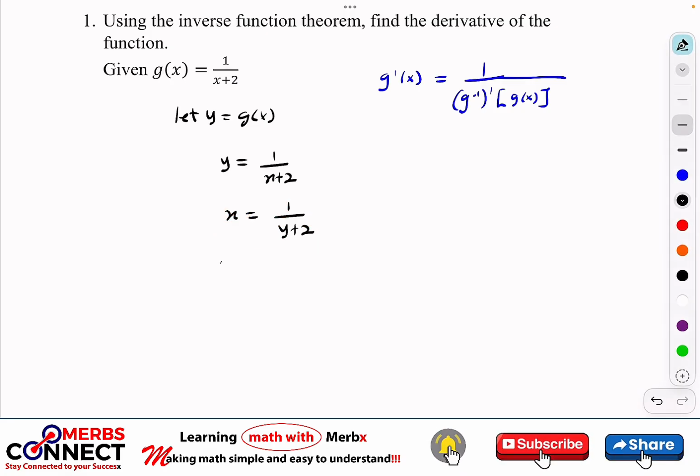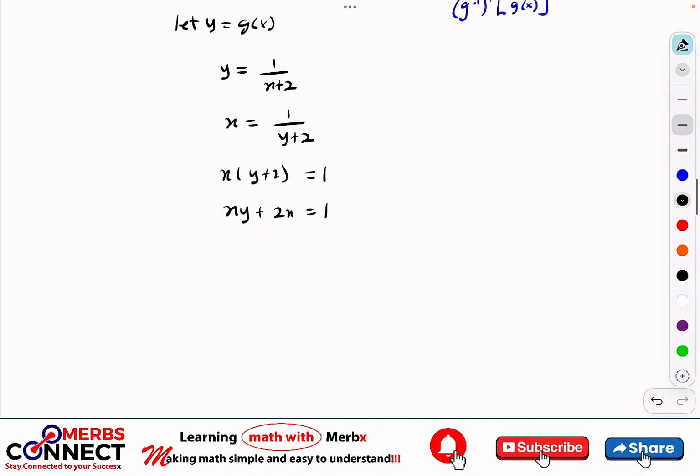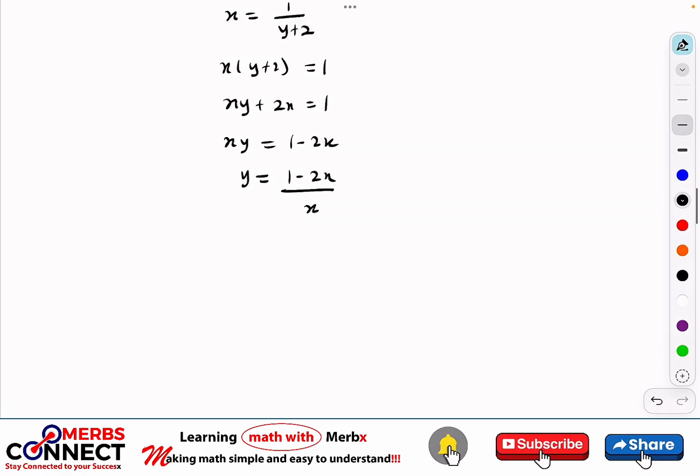So it's going to be x(y plus 2) equals 1, and then xy plus 2x is equal to 1. We want to make y the subject, so we can have xy equals 1 minus 2x. And then y will be equal to (1 minus 2x) divided by x. So this is our g inverse, (1 minus 2x) divided by x.